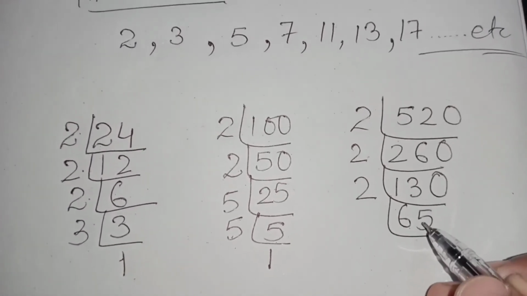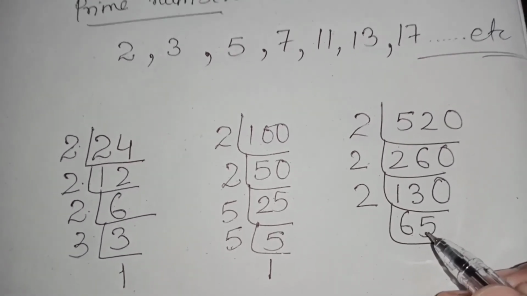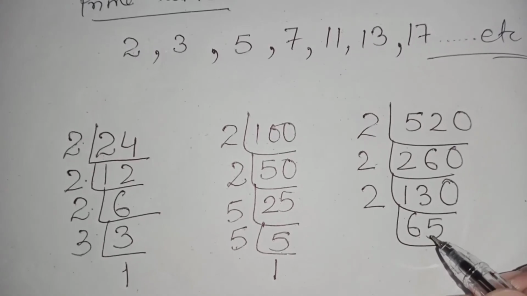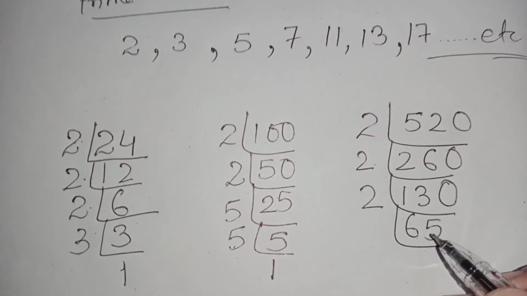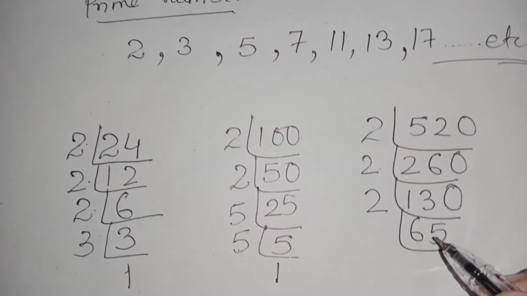Now let's go for 3. And I have taught you how to check whether this is divisible by 3 or not. What you have to do? You have to add. So 6 plus 5 is what? 11. Does 11 come in the 3 table? No. That means 65 doesn't come in the 3 table. And it is not divisible by 3.